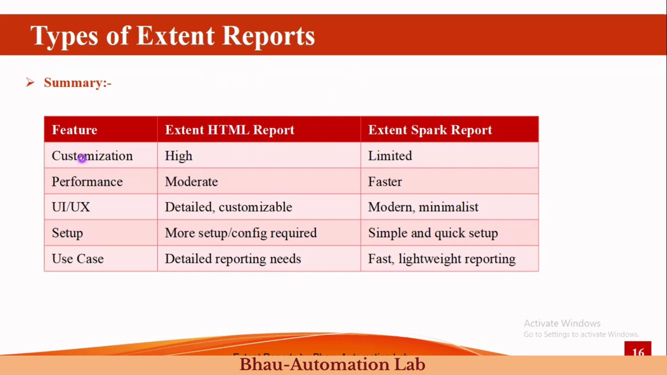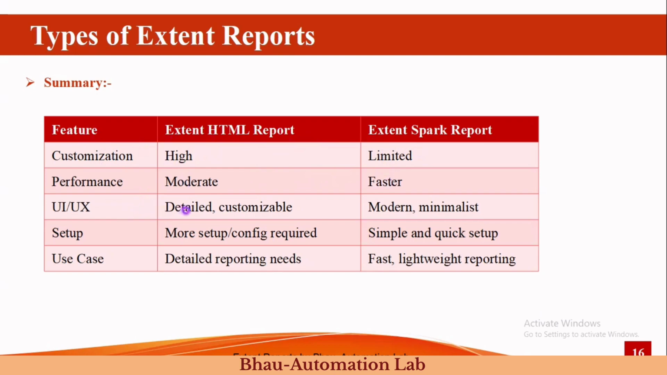So first of all, let's understand the features in both of these report formats. Both reports are coming from the external HTML report dependency only. After 4.0.0, the Extent Spark report was introduced in the Extent report library itself. So the first feature is customization. Customization in the Extent HTML report is high, and in the Extent Spark report it is limited. The performance is moderate in the HTML report, and in the Extent Spark report it's faster. Why is it faster? Let's understand that as well.